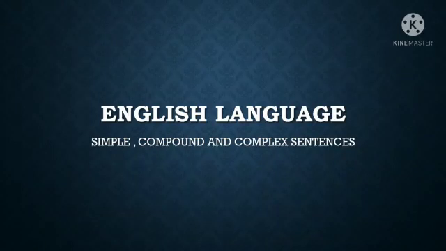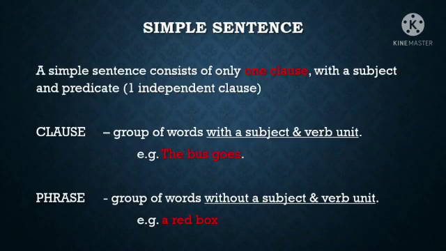In this video, we are going to learn about compound and complex sentences in detail. In the previous video, we learned about simple sentences. So let's revise whatever we learned in the previous video. What is a simple sentence? A simple sentence consists of only one clause with a subject and predicate. So a simple sentence consists of only one independent clause or main clause.